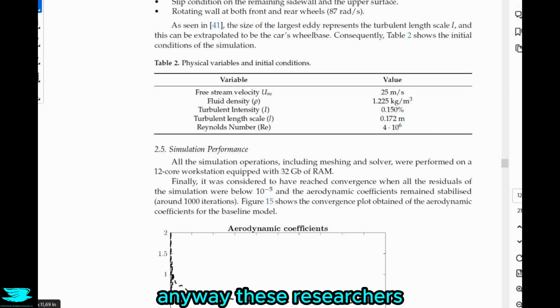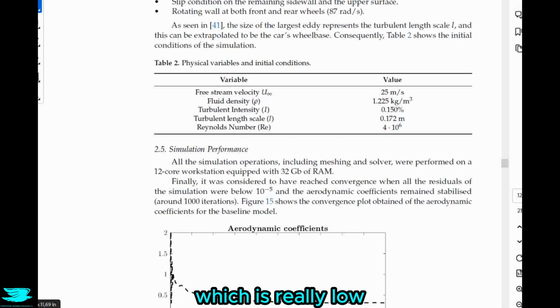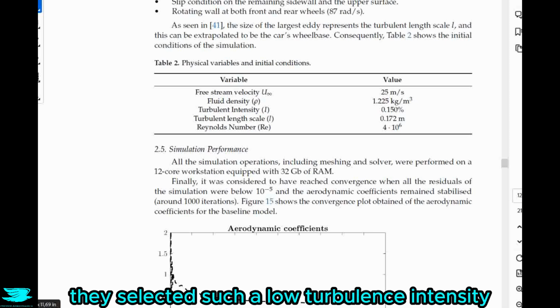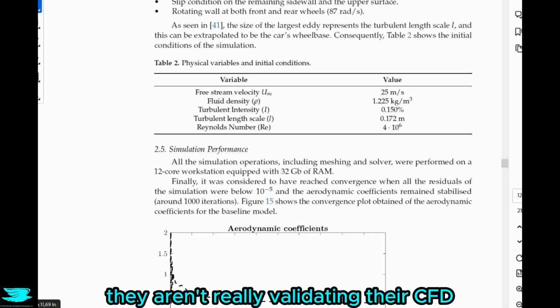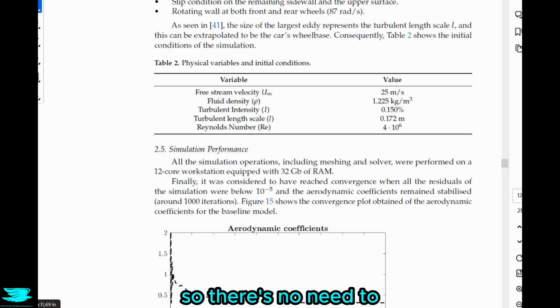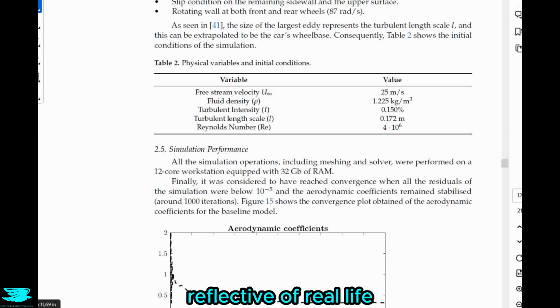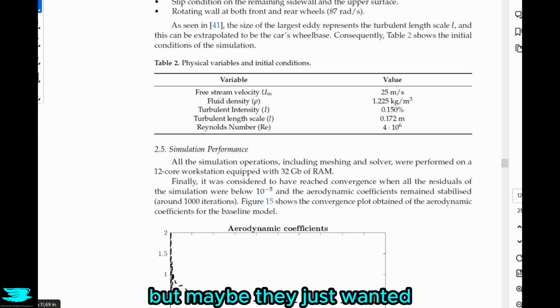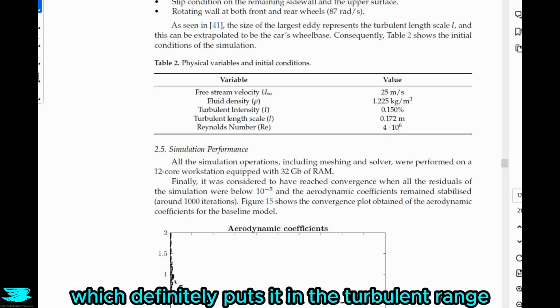Anyway, these researchers set the turbulence intensity to 0.15%, which is really low, and I'm not sure why they selected such a low turbulence intensity. They aren't really validating their CFD with any experimental work, so there's no need to match turbulence intensities there, and this turbulence intensity isn't really reflective of real life. But maybe they just wanted to keep it consistent with typical automotive wind tunnels, I don't know. The Reynolds number for this car was 4 million, which definitely puts it in the turbulent range.